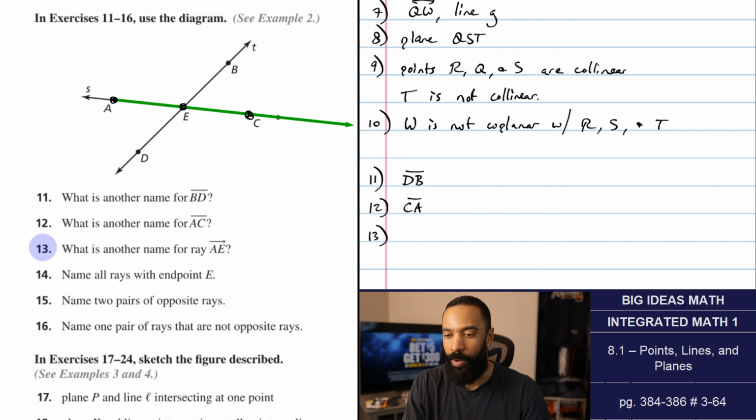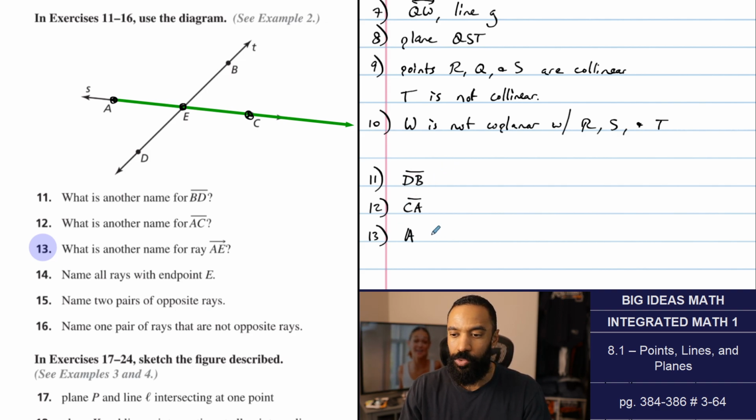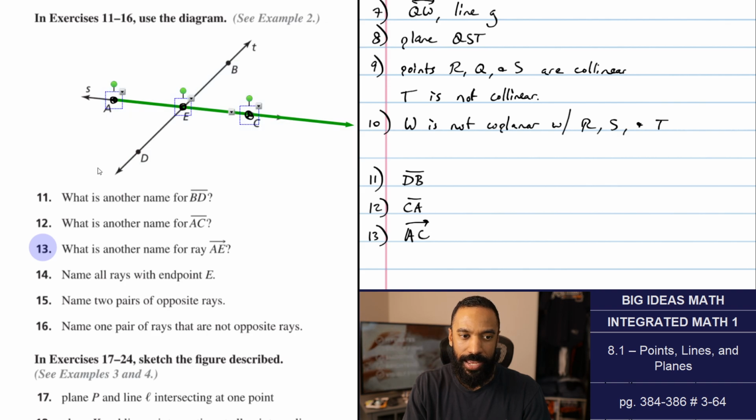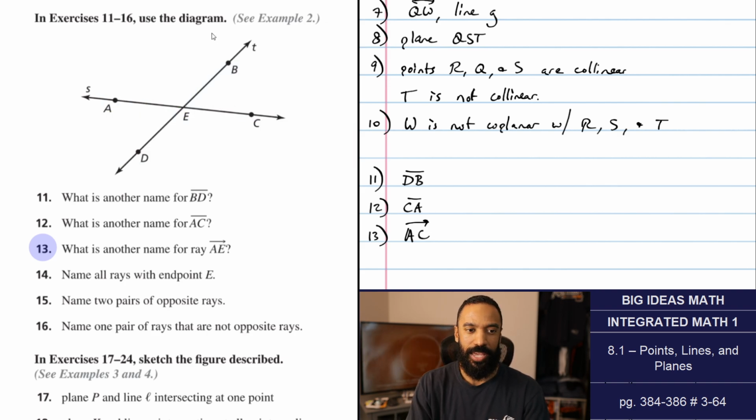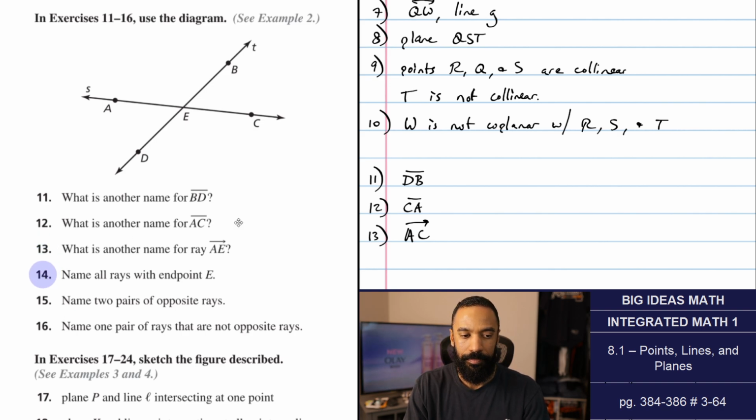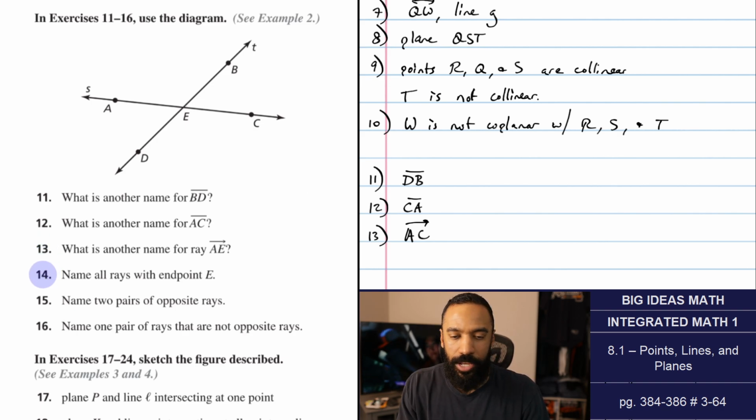So what's another name for ray AE? I need A to still be the endpoint, but it also goes through C. Therefore, I can call it ray AC as well. I can do ray AE or ray AC. There's no other name I can give it because A must be the endpoint if we're talking about that specific ray.